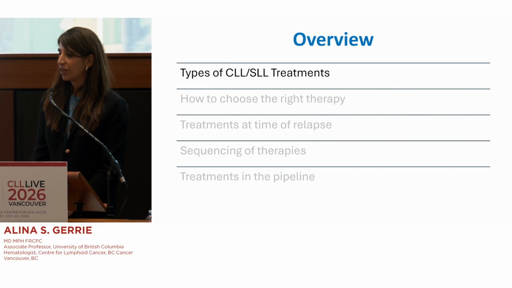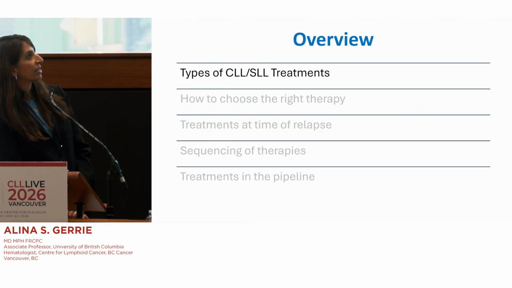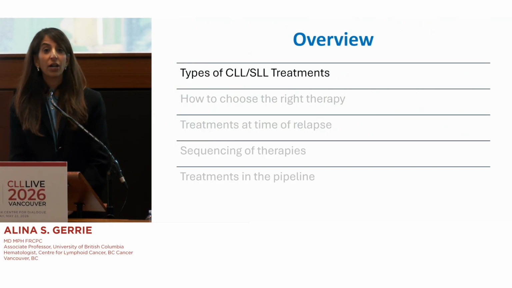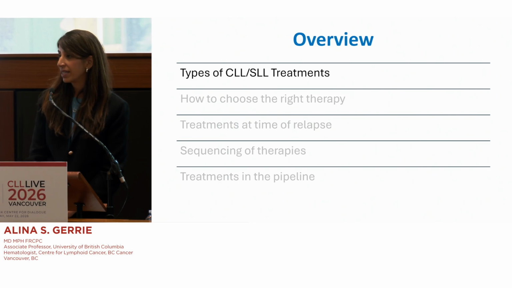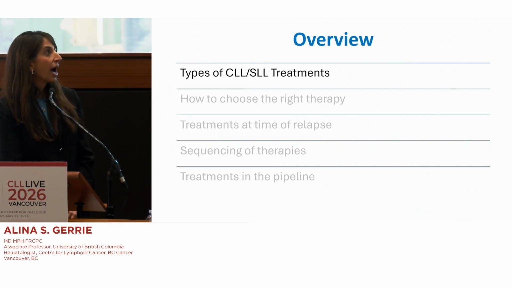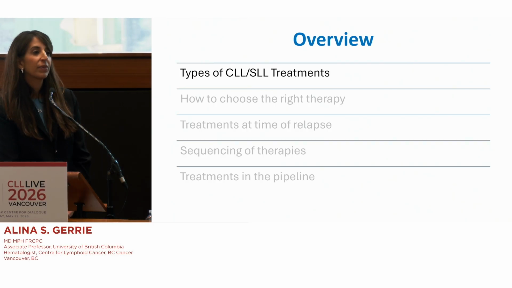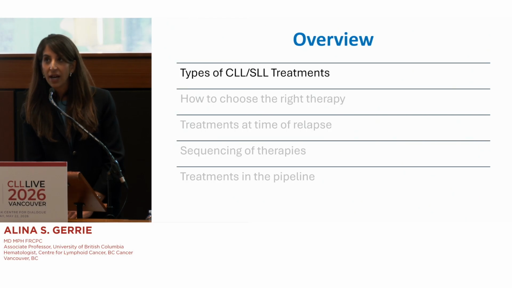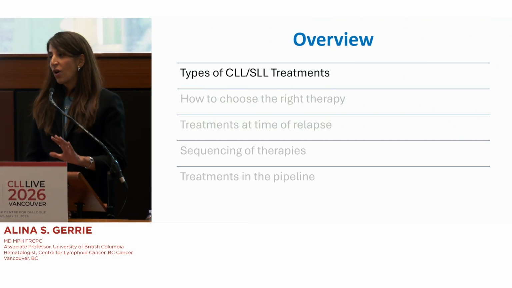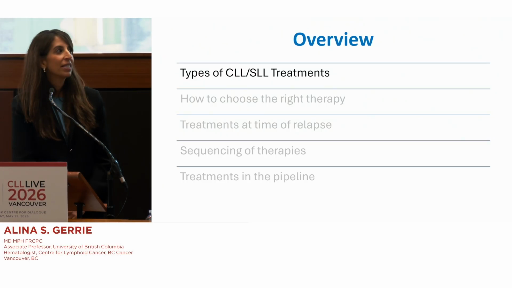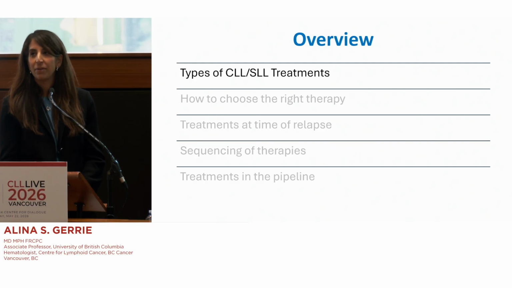So I'm going to talk about a number of different things. This is sort of a slide with the overview. I don't know how well you can see the light gray, but first we're going to talk about the different types of CLL and SLL treatments, and they're actually similar across other lymphomas as well. So we'll talk about the broad categories, how to choose the right therapy, treatments at time of relapse. I'll have one brief slide on sequencing of therapies, and then treatments in the pipeline.